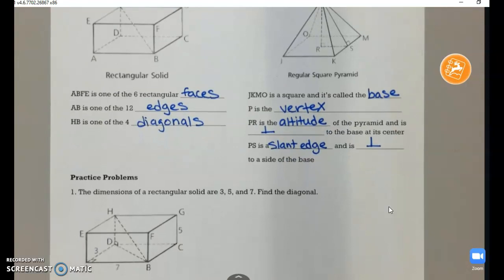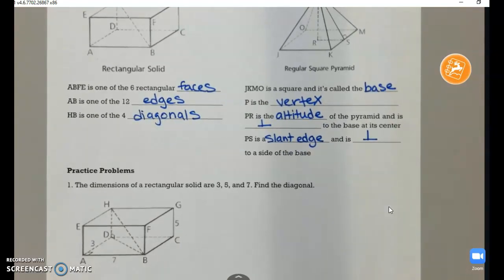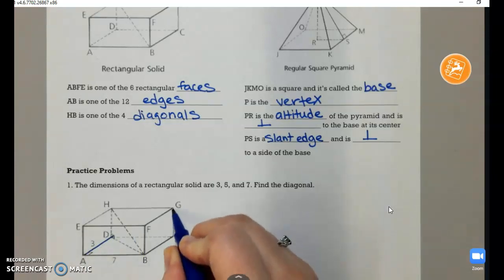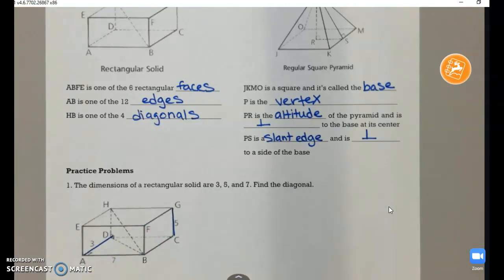Let's look at, we've just got 2 problems that we're going to work. The first one is with our rectangular prism here. So we're told the dimensions of a rectangular solid are 3, 5, and 7. So length, width, and height. And it's kind of labeled here. AD would be 3, which means BC is also 3. AB is 7, which means EF is also 7. And our height is 5. So here CG is 5, which means FB, and all of those corresponding sides are also 5.